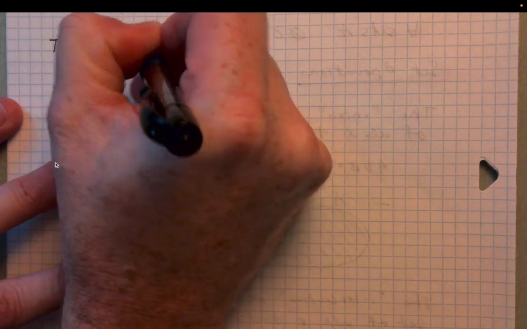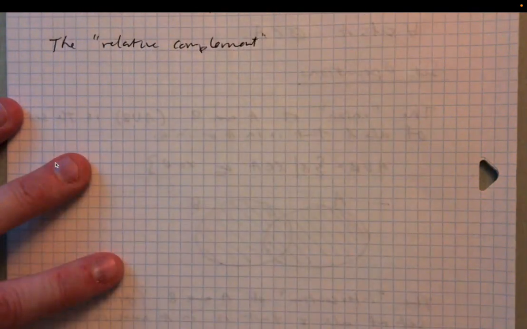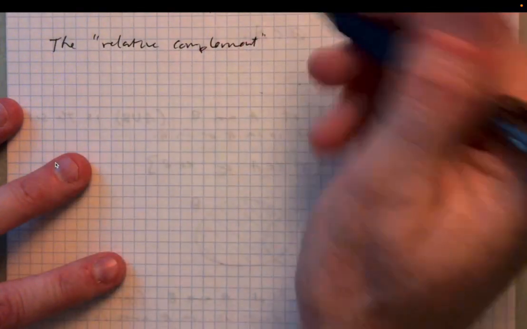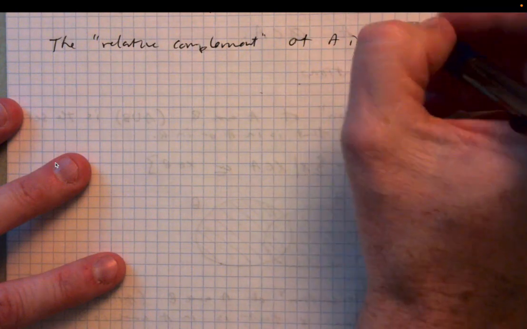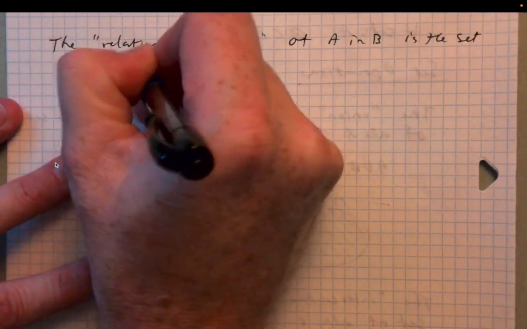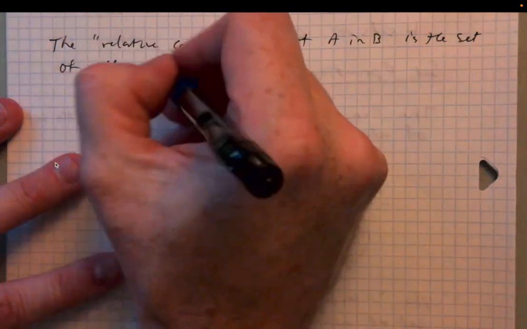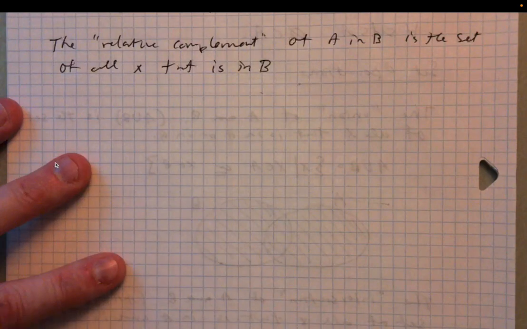All right, and so that's just a related concept to intersection, of course. Let's talk about the complement and the relative complement. Okay, we'll start with the relative complement. The relative complement of A and B is the set of all X that is in B but not in A.